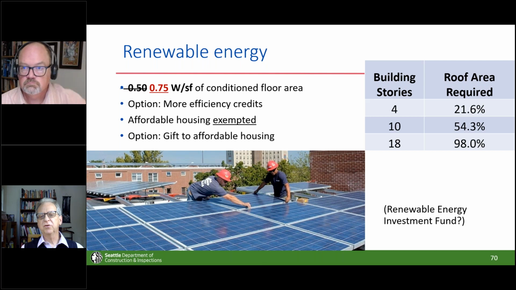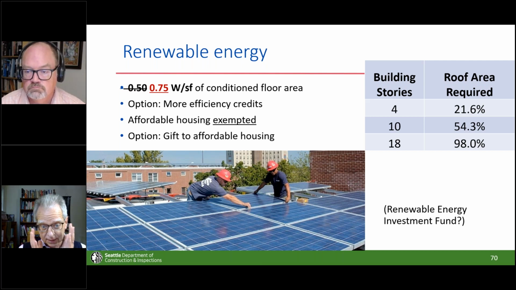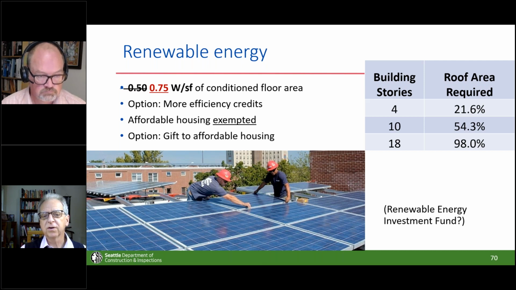There are other options. You could do some additional efficiency credits in lieu of some of this solar. Note that if you're doing affordable housing, you're not required to put solar on the roof. You do have to do the solar readiness, but not solar. And if you have more requirement than you want to put on your roof or are physically able to put on your roof and you've got no site, you can gift it over to an affordable housing project, either directly to that project or through a state agency fund that is detailed in the code.